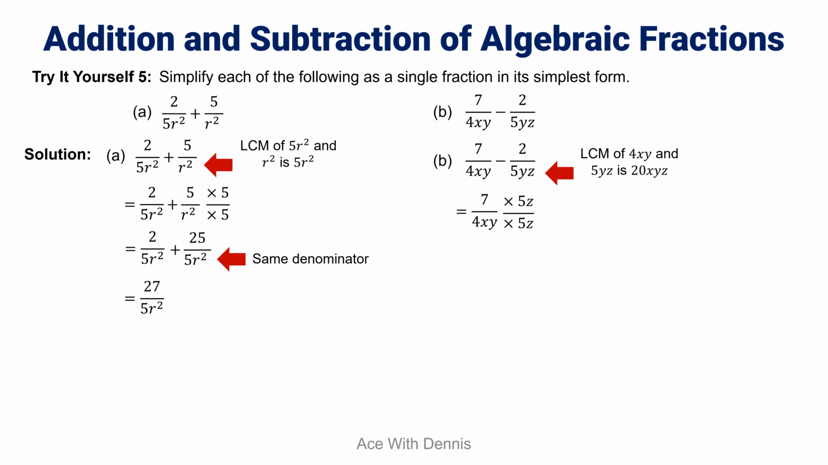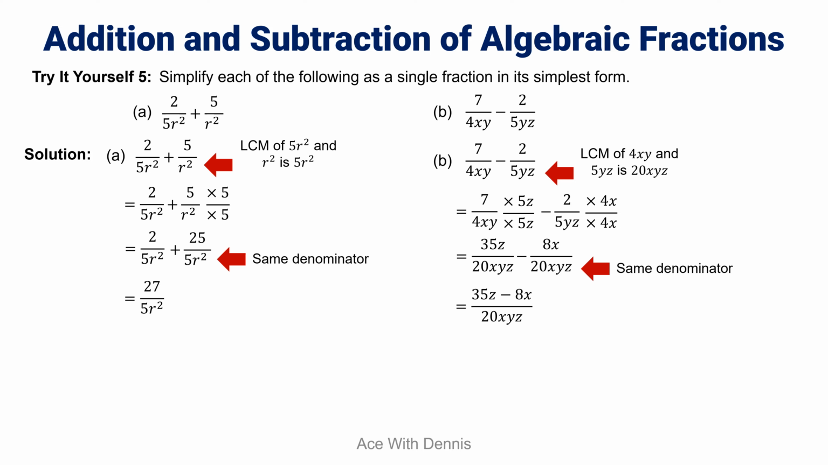for the first fraction, we have to multiply by 5z at the top and the bottom. Then for the second fraction, we have to multiply by 4x for the top and the bottom. And we'll get 35z over 20xyz minus 8x over 20xyz. Now they have the same denominator, so we combine them together, and we'll have 35z minus 8x over 20xyz. So this will be our answer.